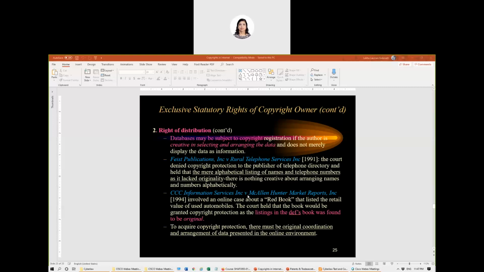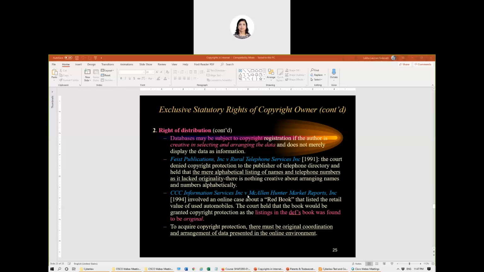So basically what this case is saying is, when you take information from one database and put it in another form, you can't just simply take it and put it there without any changes, or you will not get copyright protection. However, if you use some kind of creativity and arrange it in a very different way based on a certain scheme that you have, then that will be entitled to copyright protection.